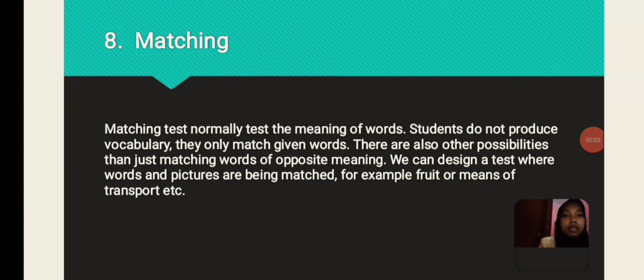The last slide, number 8, is matching. Matching tests normally test the meaning of words. Students do not produce vocabulary, they only match given words. And there are also other possibilities than just matching words of opposite meaning. We can design a test where words and pictures are being matched, for example, fruits or means of transportation, etcetera. Jadi di sini itu yaitu tes berupa menjodohkan, biasanya menguji arti sebuah kata. Jadi mereka hanya mencocokkan atau menjodohkan kata-kata yang diberikan.